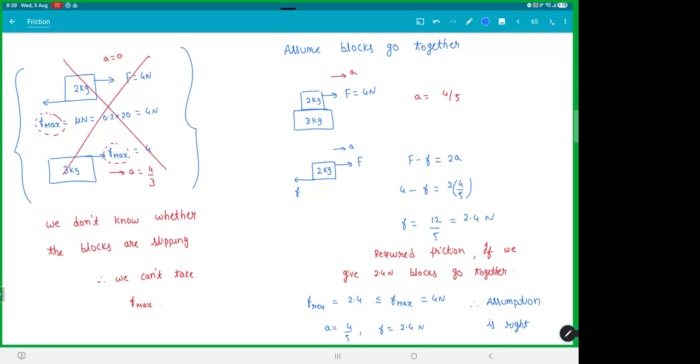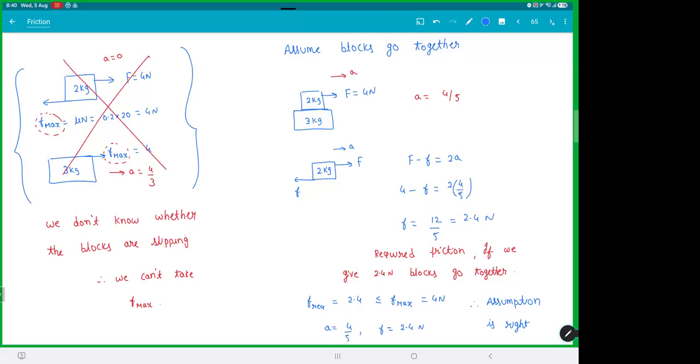Is the process clear, everyone, what we did? Getting it? This is how you start a 2-block problem. Because in a 2-block problem, the biggest headache you have is we don't know whether they're slipping or going together. And without being clear about that, if you just put F max everywhere, sometimes you'll be lucky, sometimes you'll get slaughtered. So when you see 2 blocks, this is how you start. You start with a thing, assume they're going together and see what happens.